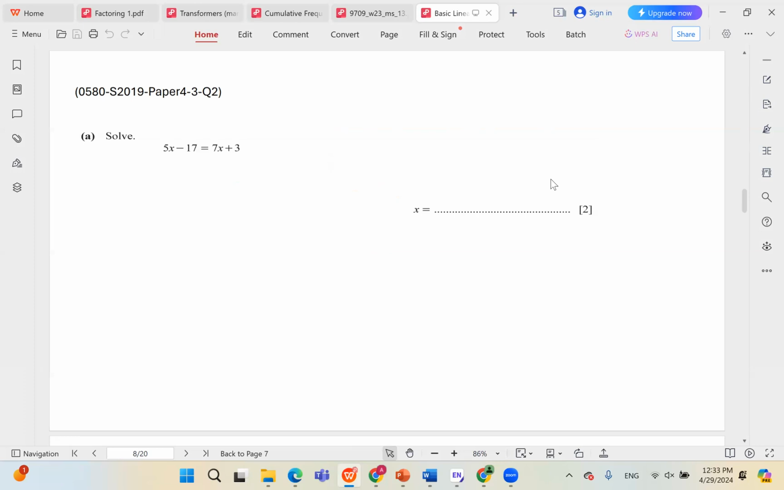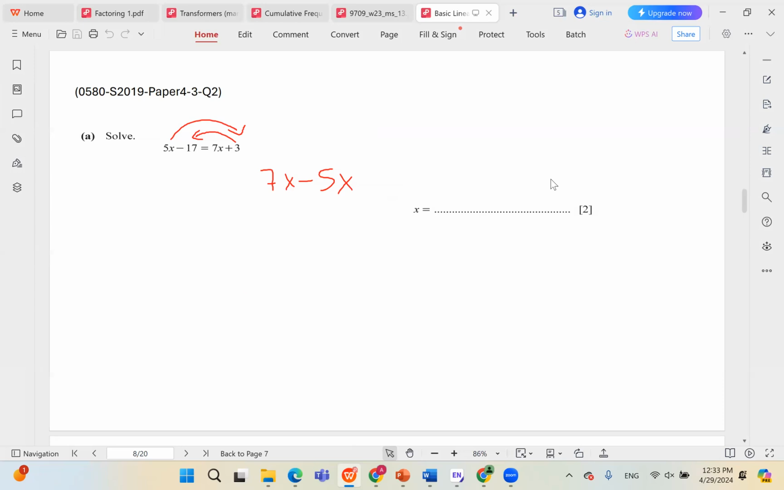Here again, we want to solve for x. So we want to take the 5x to the right-hand side. I usually take the smaller term to the side of the larger term to make life easy for myself and not get negative numbers. So I would get 7x minus 5x on the right-hand side. And then the 3 goes to the left-hand side. I have an equal sign in the middle. Excuse me, this was a mistake.